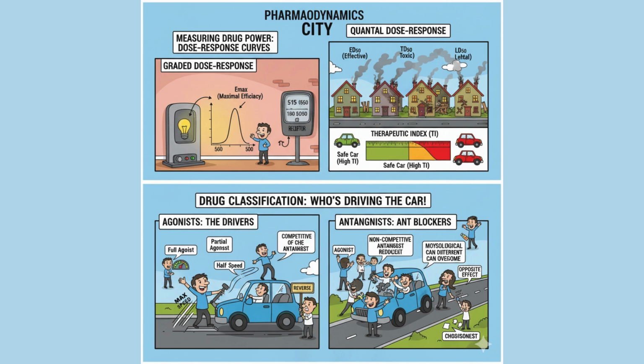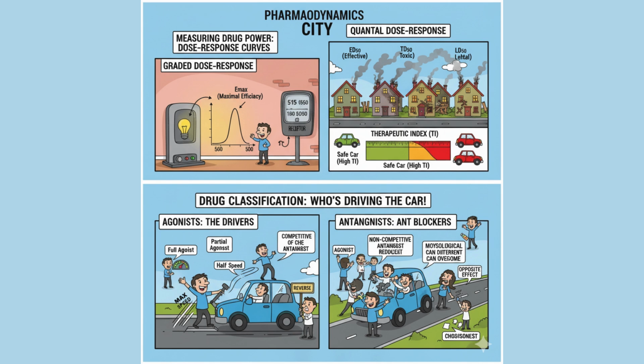ED50 is the median effective dose. This is the dose where the lights in 50% of the houses turn on. So 50% of the people show the desired effect. And TD50 is the median toxic dose. This is the dose where 50% of the houses on the street start showing smoke detectors going off. There is some defect in the case, or maybe some side effects. So here 50% of the people show a toxic side effect.